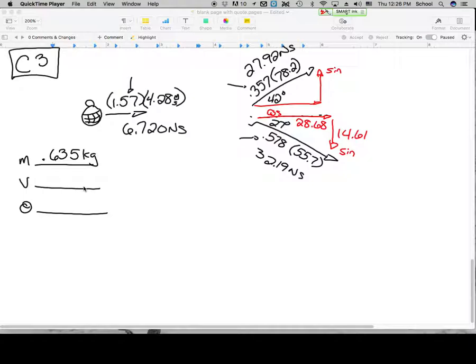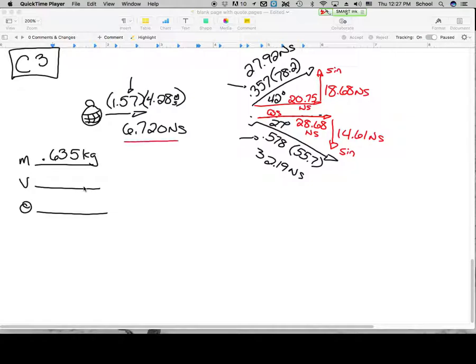And if I do cosine of 42 times 27.92, I get 20.75. And for sine, we get 18.6. Everybody with me so far? Yes. Okay, so how much momentum did we have before the explosion?